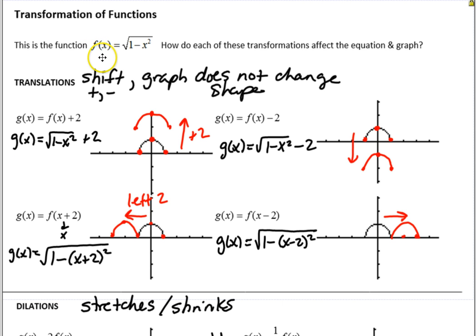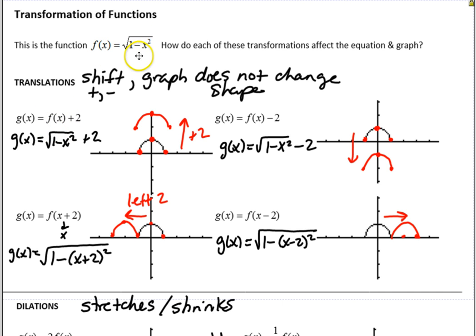So starting with this function right here, f of x is equal to 1 minus the square root of 1 minus x squared, which is a semicircle, the upper half of a circle of radius 1. And this circle has three key points: (-1, 0), (1, 0), and (0, 1). We're going to see what happens to those three points and then the entire graph as we do different transformations. So the first transformation we're going to do is add 2 to the entire function.